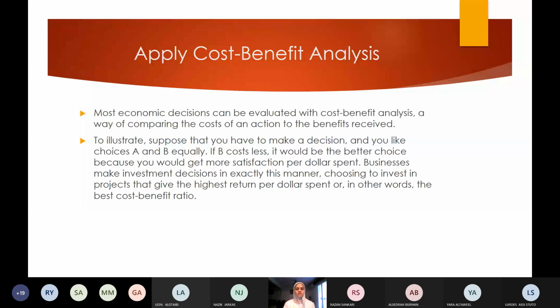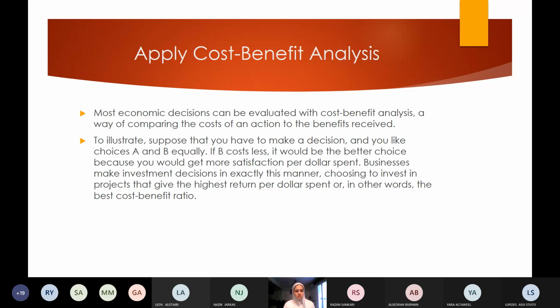What is cost-benefit analysis? Most economic decisions can be evaluated with cost-benefit analysis. It's a way of comparing the cost of an action to the benefits received. So what I will pay for going out and what I will gain. This is the same idea. What I will pay, what I will gain.